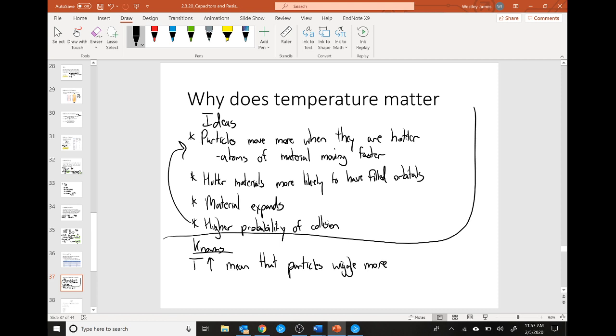Yep. So that is accurate. As you increase the temperature of something, that's literally what it means. If something's hotter, that means that there's more thermal energy, which means just that atoms are wiggling a lot more. The material does expand. I will say that effect is going to be minor.